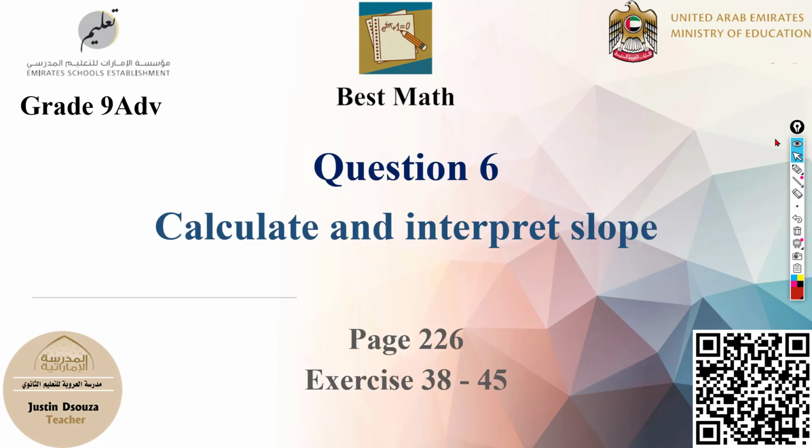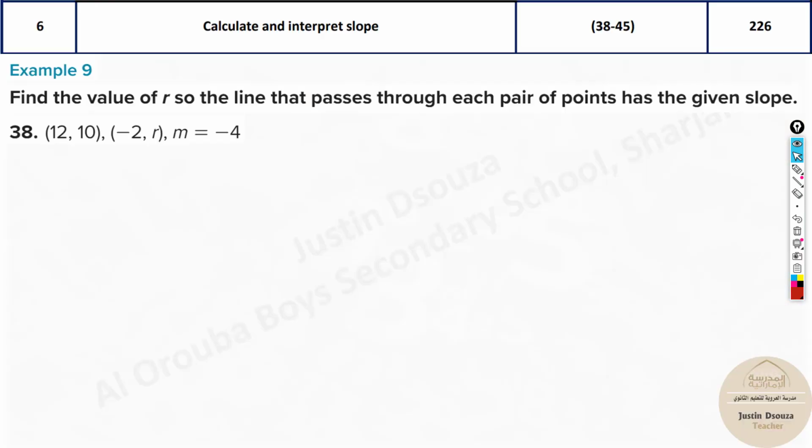The question number 6 is to calculate and interpret slope. This is very simple as long as you know a simple formula, just substitution and getting the answer. Let's look into the first problem. Here they have asked you to find the value of r so that the line passes through each pair of the points given the slope. They have given you a slope, and they have given 2 points. Say now, this is not accurate, but just a line. It passes 2 points, and the point is mentioned and the slope is mentioned.